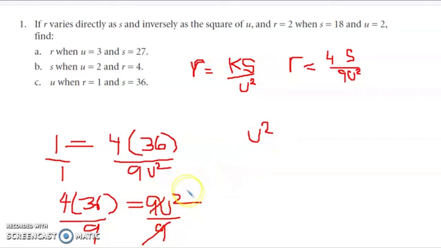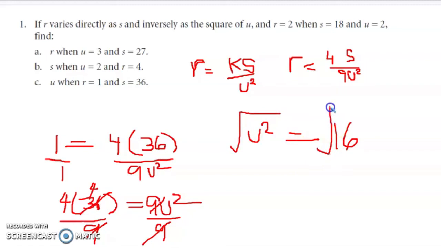By symmetric property, that will still be the same. U squared is equal to, take note that 36 and 9 can be divided. What is 36 divided by 9? That is 4. 4 times 4 is 16. Next step is to use the square root method. I will be squaring both sides. Square root of U squared is U. And square root of 16 is 4. So the value of U is 4. The square root of 16 is positive or negative 4. So it could be positive 4 or negative 4. Okay, next.